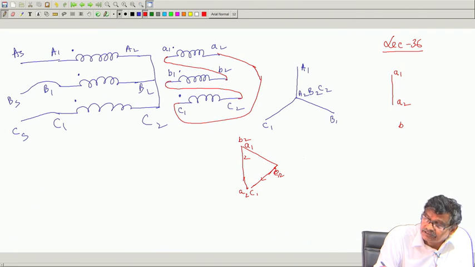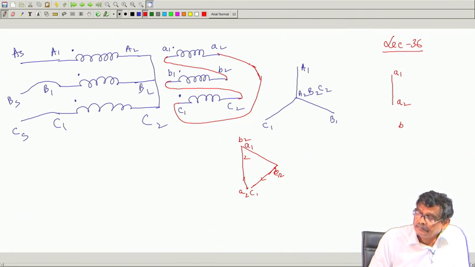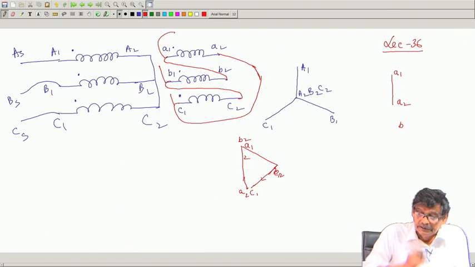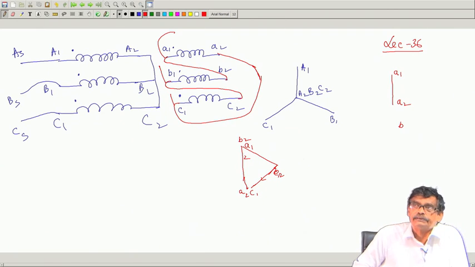So, this is also a successful delta connection, and I will take the outputs from here, from the junctions A1, B1, C1. That is the whole idea. Therefore, there are two ways a successful delta connection can be achieved.